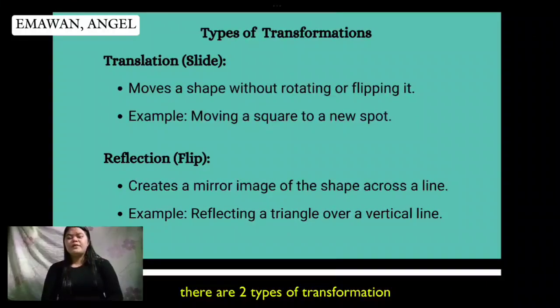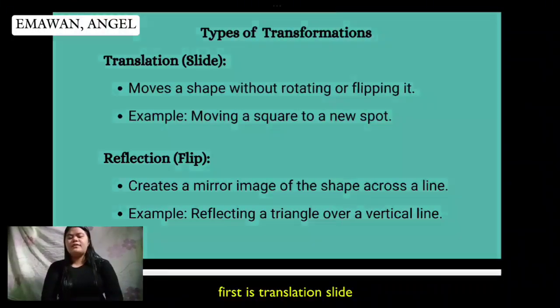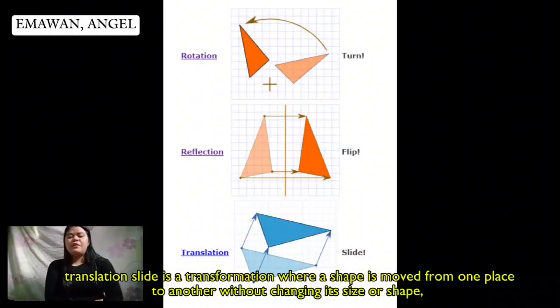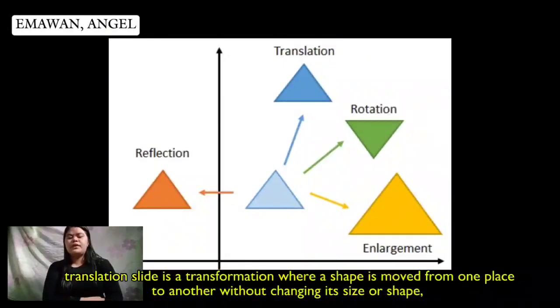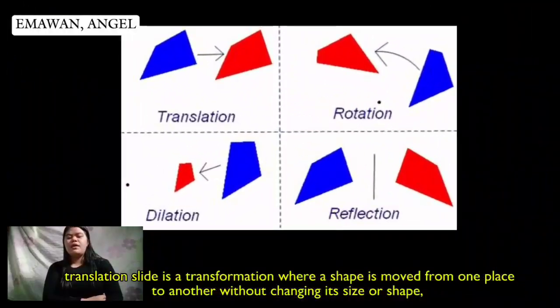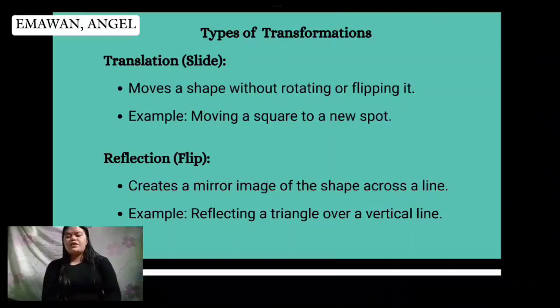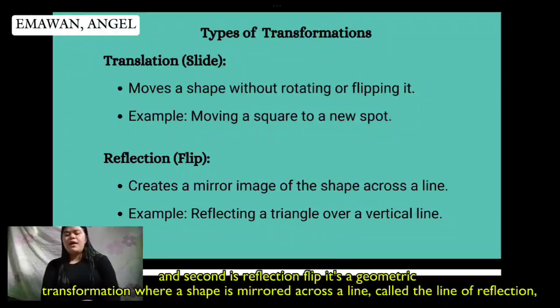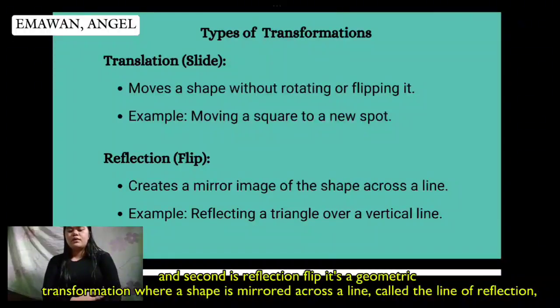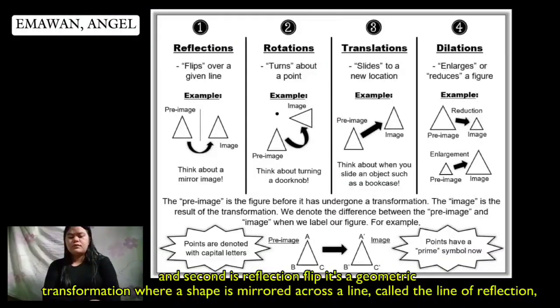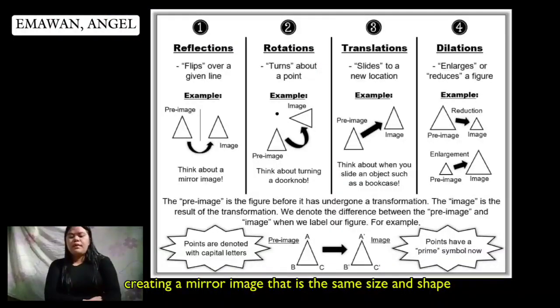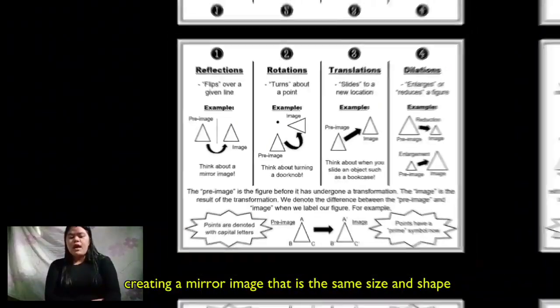So there are four types of transformation. First is translation, or slide. It is a transformation where a shape is moved from one place to another without changing its size or shape, essentially sliding it across a plane with every point of the shape moving the same distance and in the same direction. Reflection, or flip, is a geometric transformation where a shape is mirrored across a line called the line of reflection, creating a mirror image that is the same size and shape.